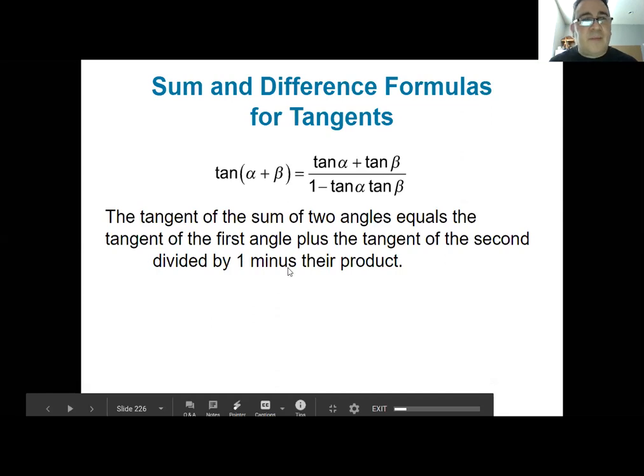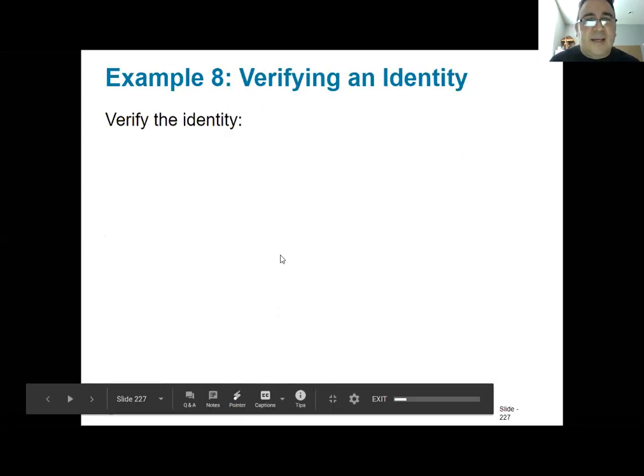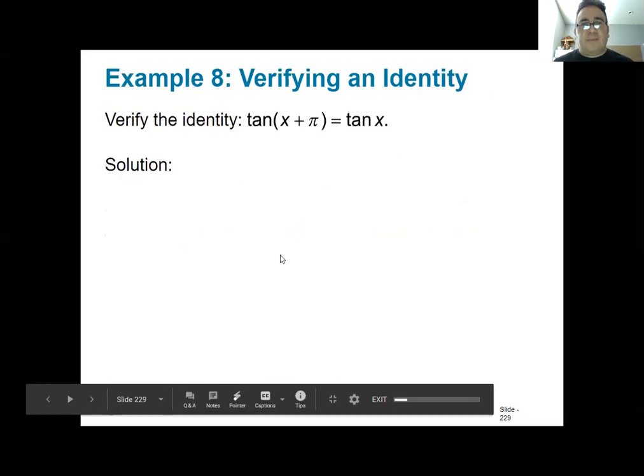All right. It says verify the identity. This is our last problem, problem eight, right? So this is verify this identity. Which one looks tougher, the left or the right? The left definitely looks tougher. The right side, pretty simple. So we work with the left. So now we just found out what the tangent of x is, right? So tangent of x plus pi.